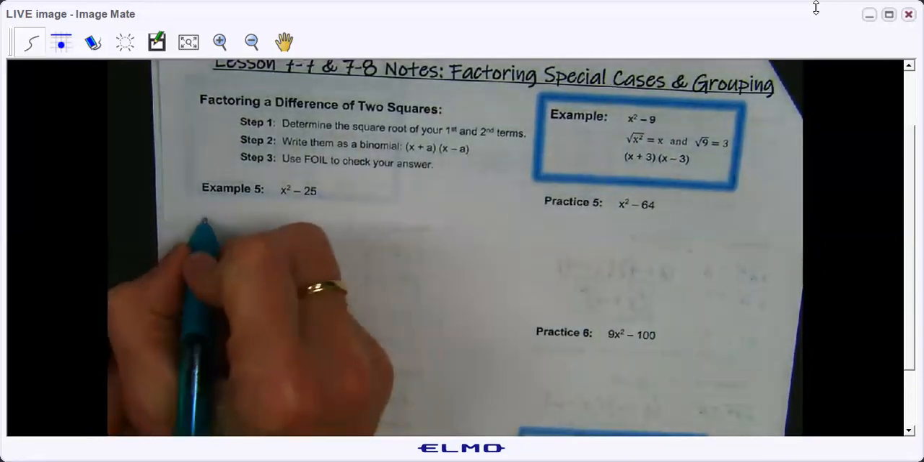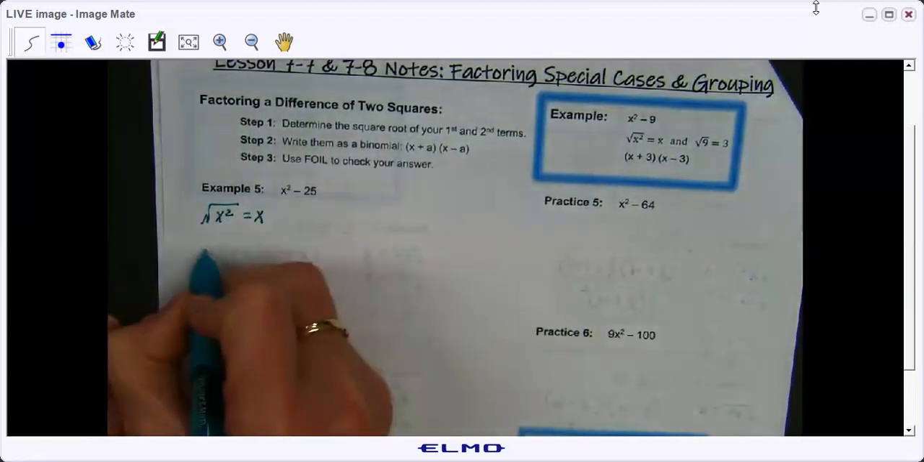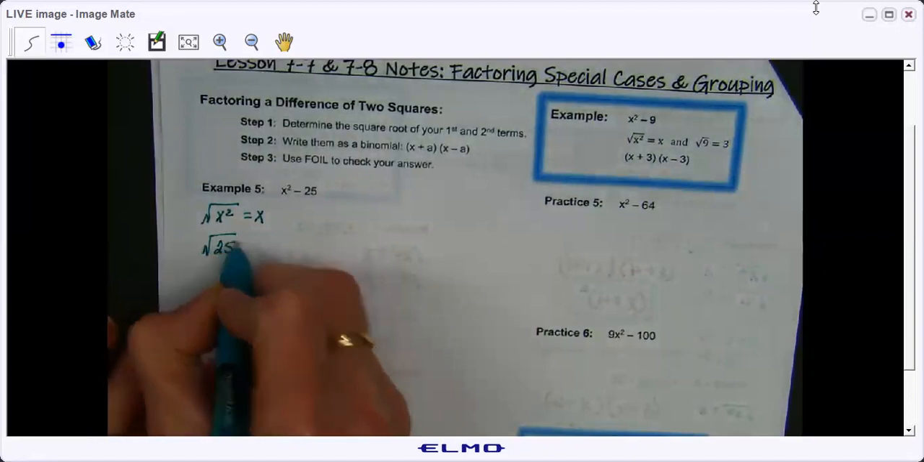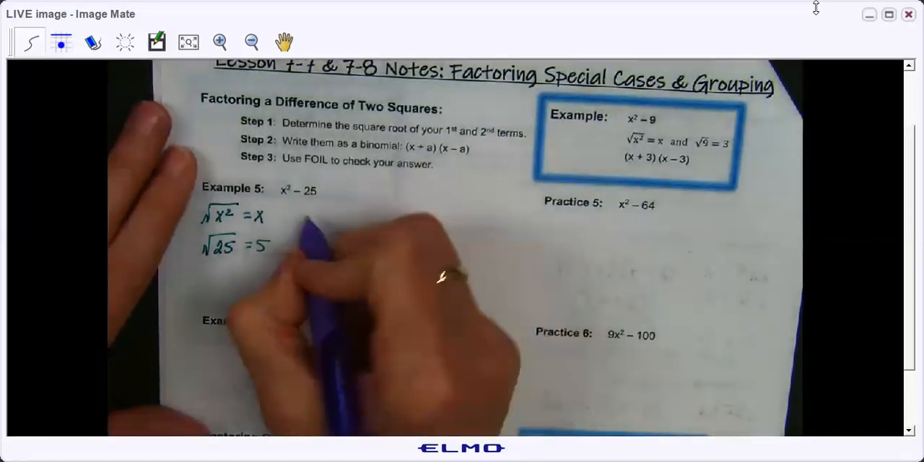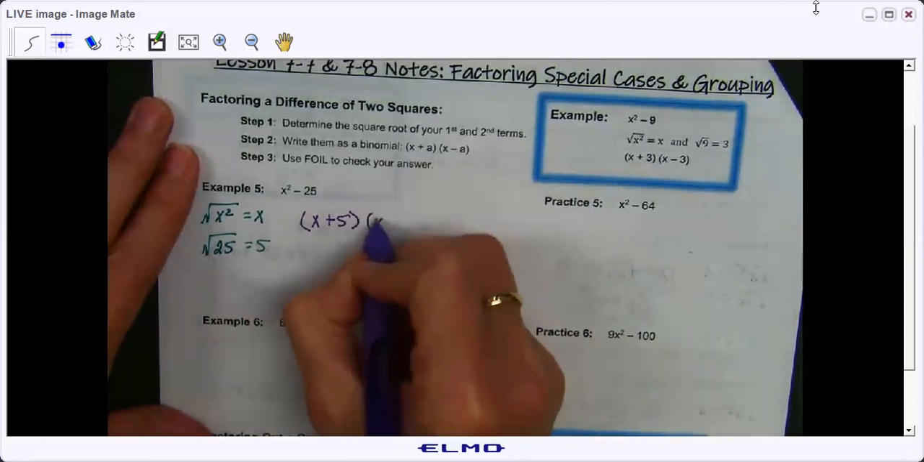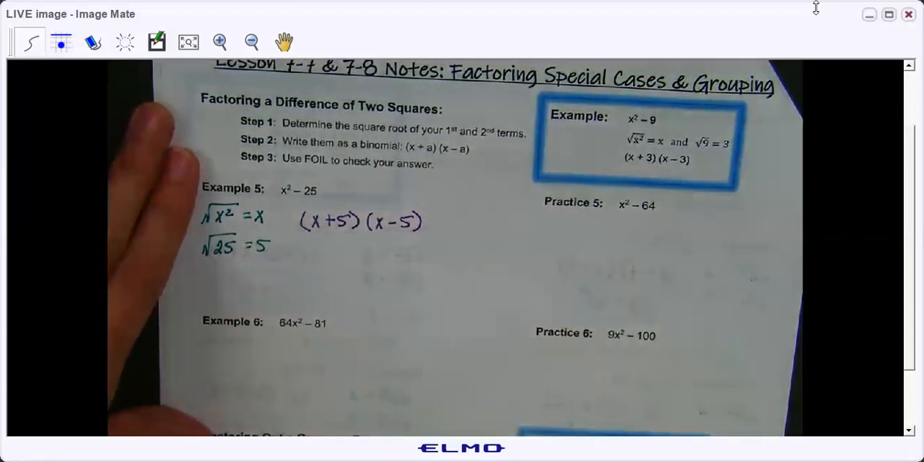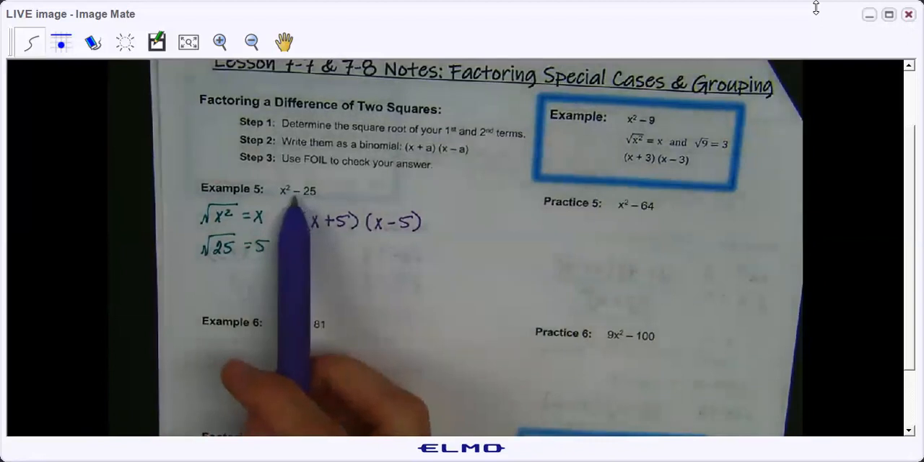So let's go ahead and work this first one out. We're going to take the square root of x squared, which is x, and we're going to take the square root of 25 here, and we get 5. And the way that we write this in is x plus 5 times x minus 5. And I'm going to show you why we end up without a middle term, right? We have our first and our third term, but we don't have that middle term.